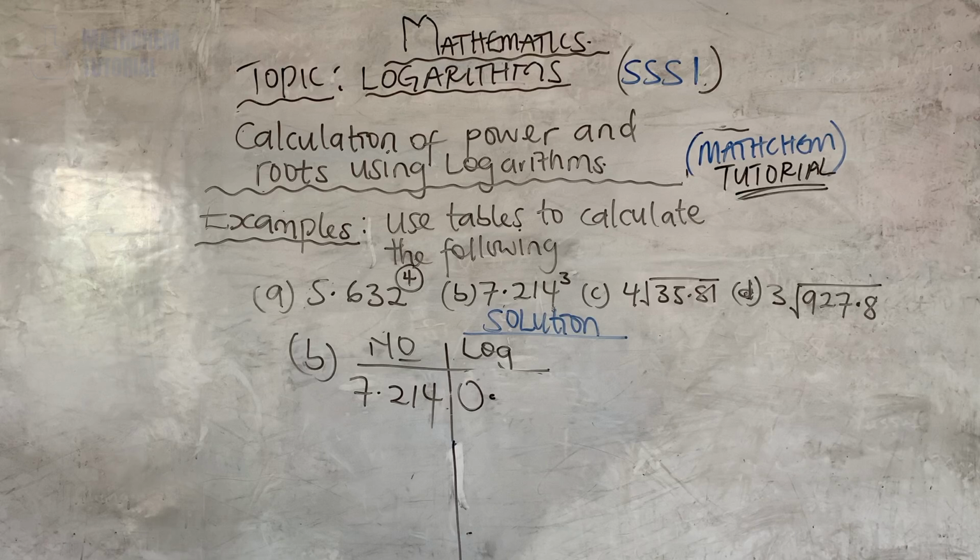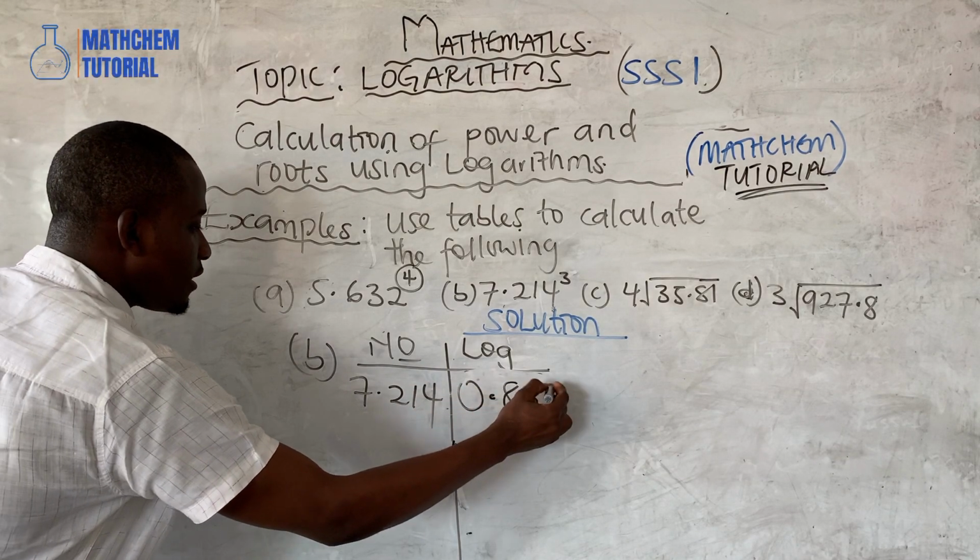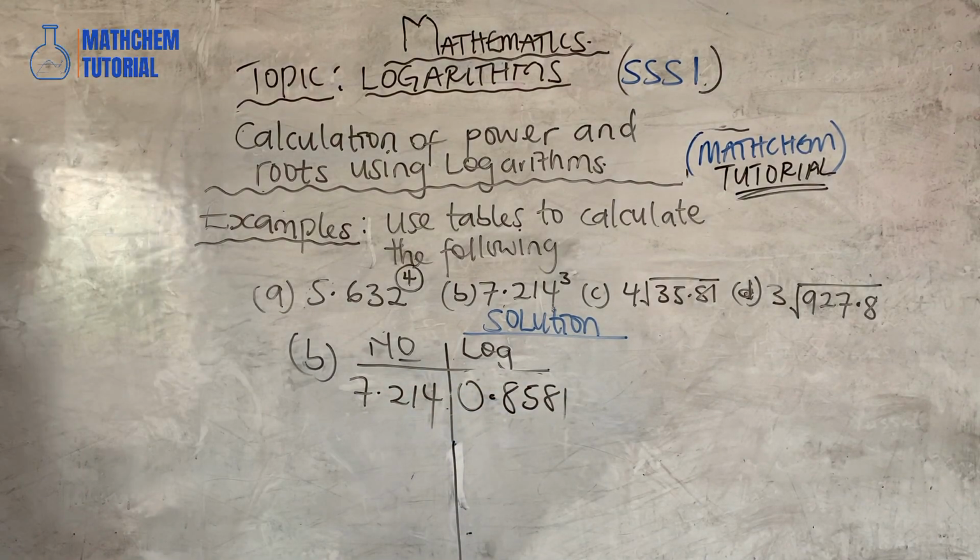8579 plus 2. And that will actually give me 8581. 8579 plus 2 will give me 8581. So I will come here and write 8581. So after writing 8581, what would I do next?